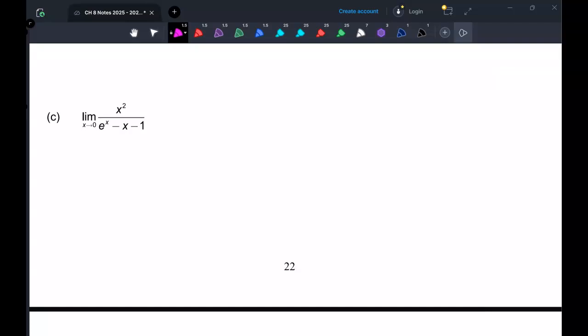Okay, let's take a look. Plug in 0 to the numerator and denominator. We can see that gives us 0 over 0. Evaluate the numerator derivative to x. Denominator is going to be e to the x minus 1. If we look and try to plug in 0, we get 0 over 0 again.